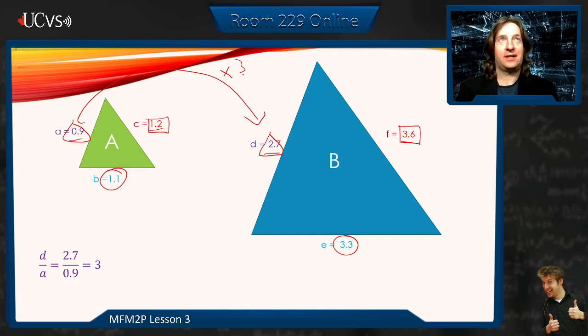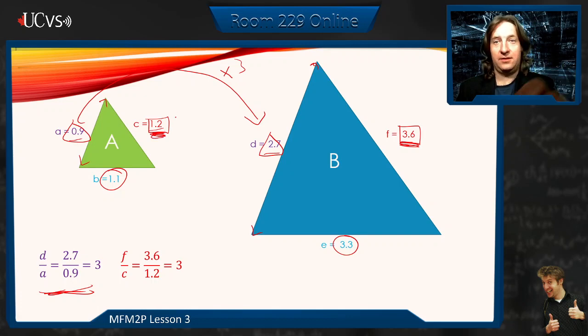The side length D is 3 times as long as A. That's what this expression tells us. That D, this length here, from here to here, is 3 times from there to there. Okay, so let's check the next one. C and F. So 3.6 divided by 1.2 gives us 3 again. So again, we see that to go from side length C to side length F, I've multiplied by 3, that same number.